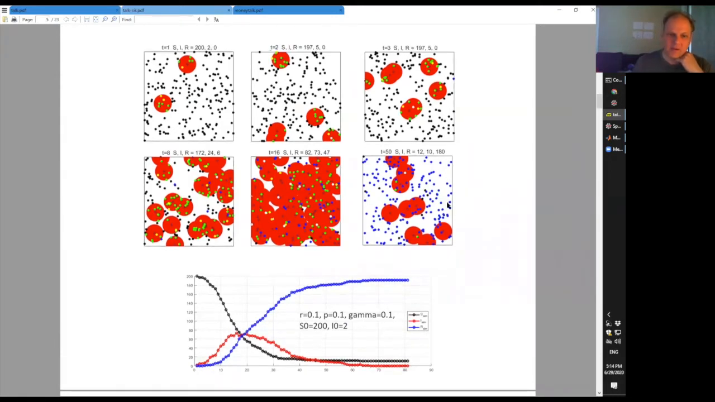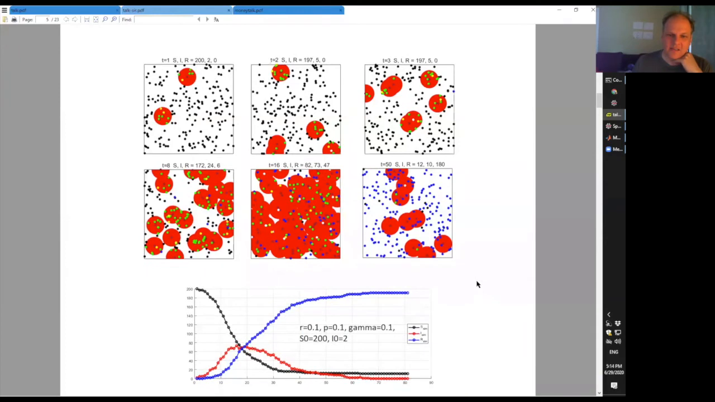So how does this lead to saturation? Well, the key is to look at this green dot here. It's inside the overlap of two circles. So when you have a lot of circles, at some point it saturates. It doesn't really help the infection rate if you have more circles than what you have here, for example.